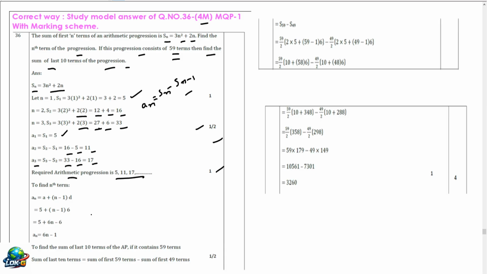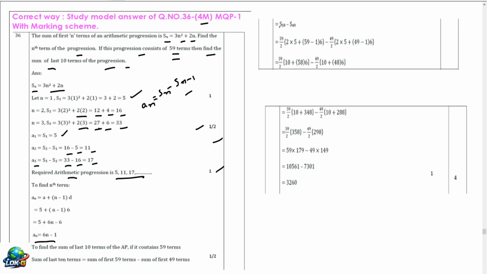You are asked to get the nth term. 5 plus (n minus 1) into 6, that is 5 plus 6n minus 6. An is 6n, and 5 minus 6 is minus 1. Therefore, an is equal to 6n minus 1. And you scored now 2.5, 3 marks.